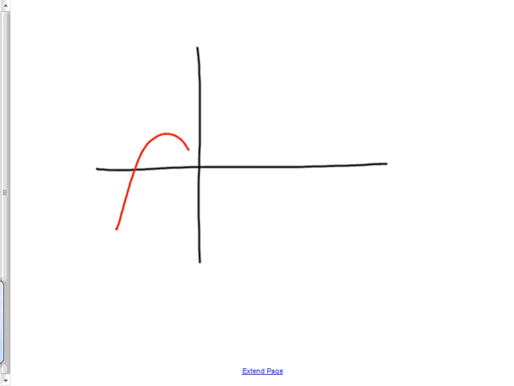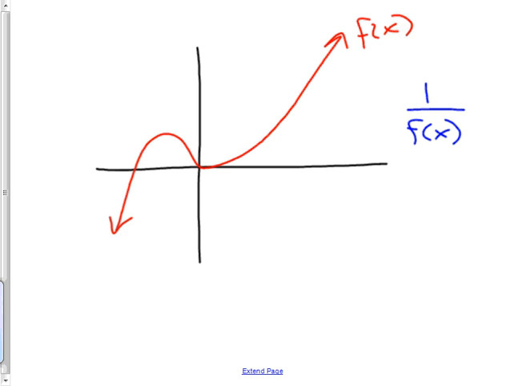Now what we have to do is take something like this. I'm going to give you a tough one to start with because I think it's good for you. A function that goes like this. And I want you to think about, if this is f of x, what would, in blue, 1 over f of x look like?